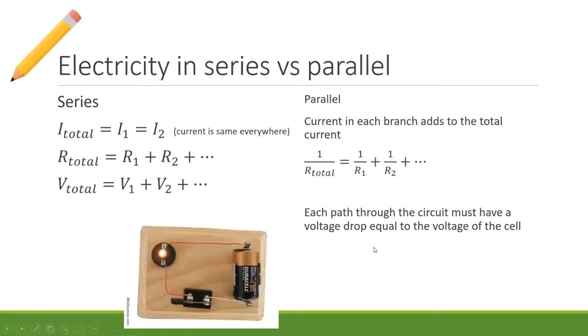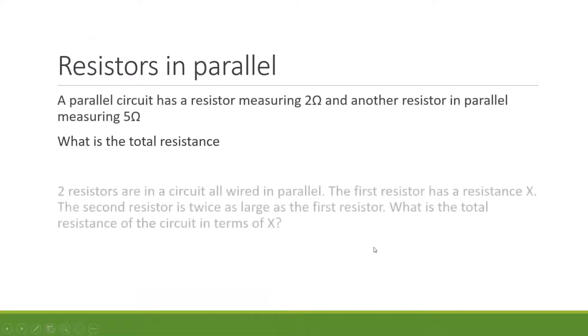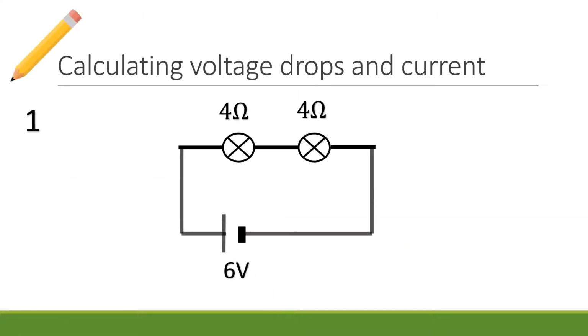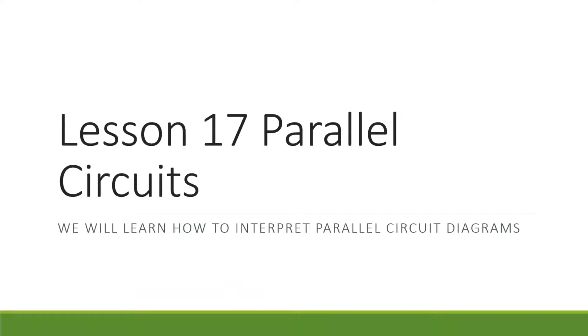Then at the very end of the lesson, we did some examples with resistors in parallel, because they're usually a bit harder. The last two bits we did were looking at dropping electricity in a series circuit where the resistors are the same, and then a series circuit where the resistors are different. Today, we're going to move on to parallel circuits.